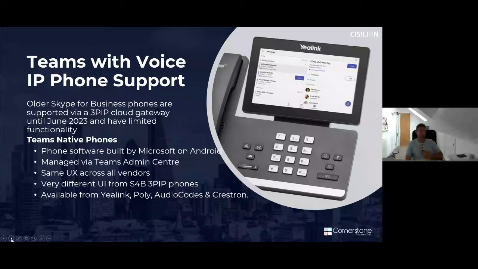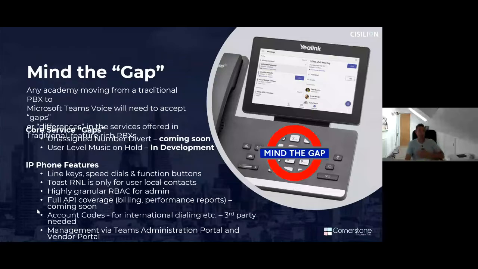I apologise, this slide's not presented particularly well, but this is kind of mind the gap, as I call it. There are some features that people will look at and say, well, hold on, they're not available today for me. Rob touched on a couple of those things earlier. I think pretty much now everything that anybody would expect from a phone system is there.